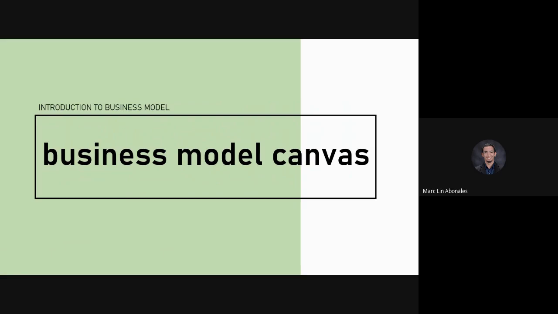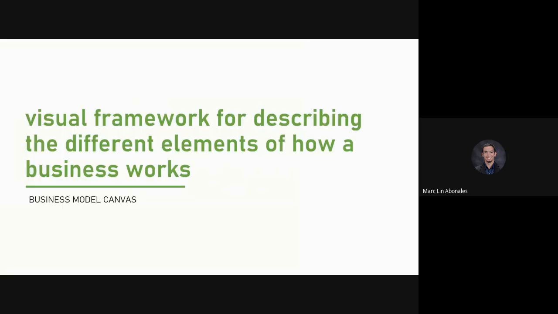For the business model, we have what we call the business model canvas. When we say business model canvas, it's like a visual tool, like a table where you can input the necessary ideas when you do a business model. It is a visual framework for describing the different elements of how a business works. The business model canvas was created by Alexander Osterwalder. It describes the rationale of how an organization creates, delivers, and captures value.